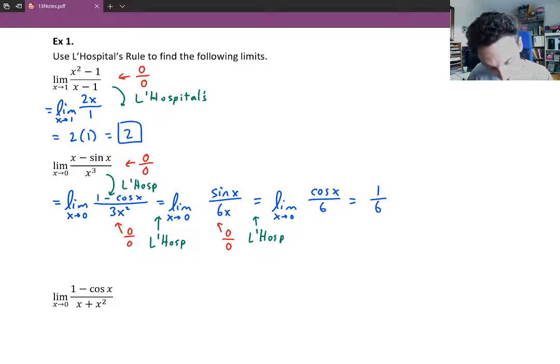And that gives us 1 over 6. Let me actually write that out for you guys. Cosine 0 over 6, which is 1 over 6.